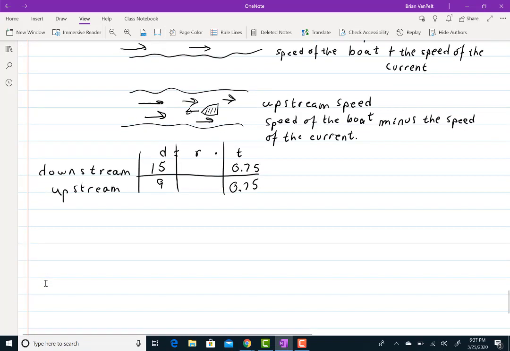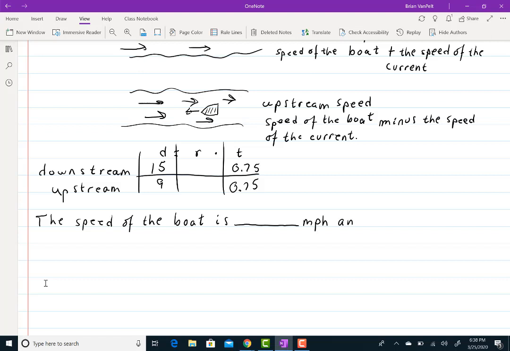So what I want to do is the speed of the boat is blank miles per hour, and the speed of the current is blank miles per hour. So if I call the speed of the boat by the letter B and the speed of the current by the letter C, then here's what we got going on. Downstream, you have the boat speed, but you can add on the current speed. Upstream, you can subtract the speed of the current from the boat. And there's how we set up our equations.